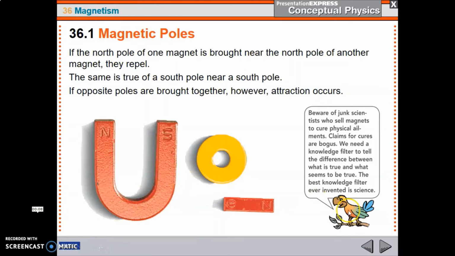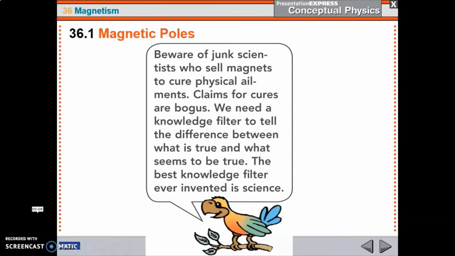Then we have our little parrot here with some really good advice. Let me blow that up. Beware of junk scientists who sell magnets to cure physical ailments. Claims for cures are bogus. Totally bogus. We need a knowledge filter to tell the difference between what is true and what seems to be true. The best knowledge filter ever invented is science. True that.